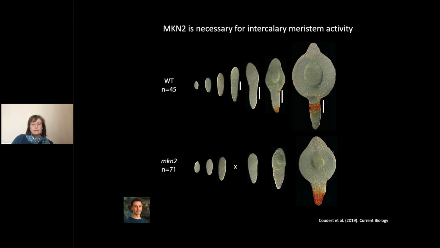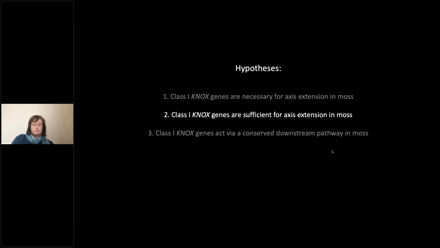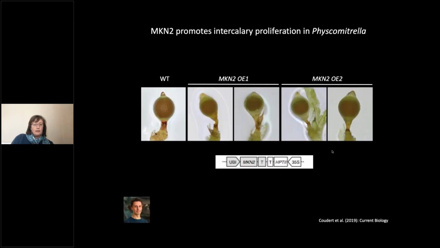Next slide, please. We next wanted to test whether KNOX gene activity is sufficient for intercalary meristem activity. Next slide, please. And we used a couple of different experimental approaches to test this. The first used constitutive overexpression of MKN2 under a maize ubiquitin promoter. So you can see the construct design at the bottom of the slide, and we used this construct to transform a wild type moss background. You can see the wild type plants on the left hand side of the slide.